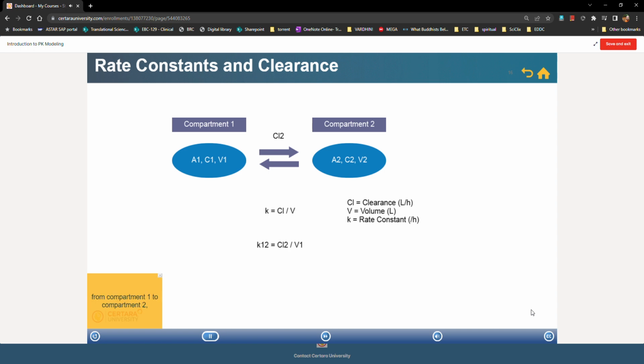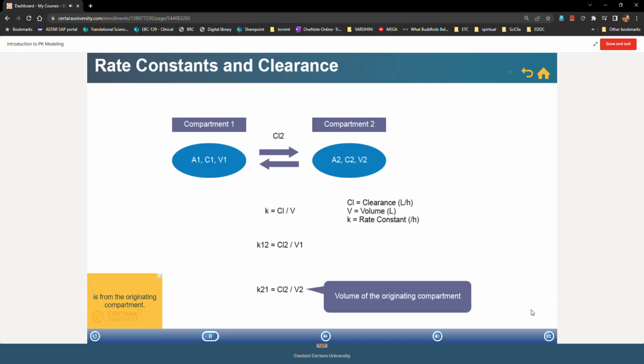First, the rate constant for transport from compartment 1 to compartment 2, abbreviated K12, is given by CL2 divided by V1. And the rate constant for the reverse transport from right to left, K21, is given by CL2 over V2. In both cases, the volume is from the originating compartment. Because of this relationship between clearances and micro-rate constants, clearance models and microconstant models are equivalent and usually give very similar results. Although you can use either type of model, clearance models are more commonly used. Click Next to continue.